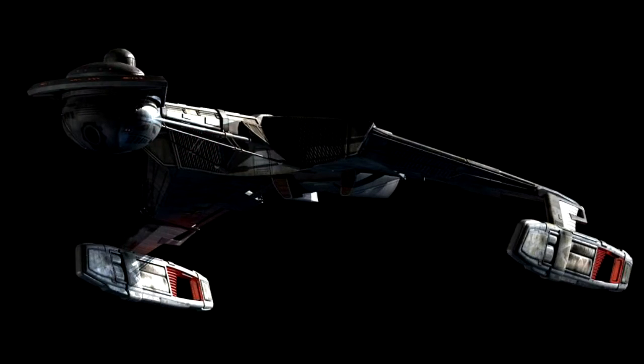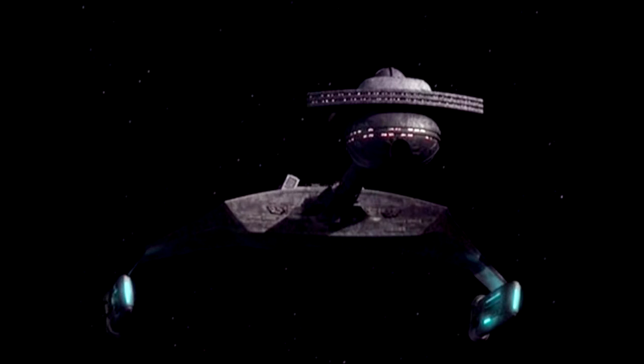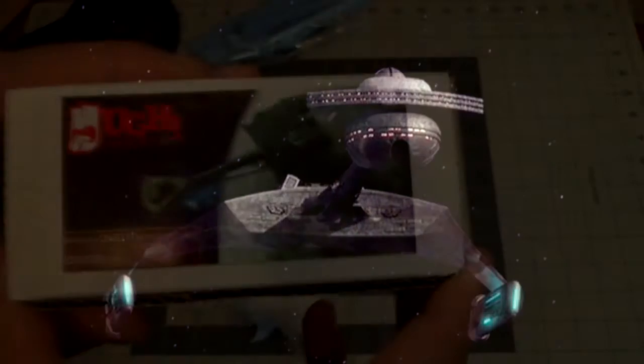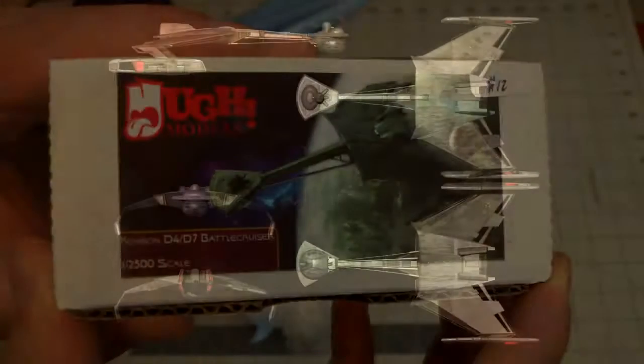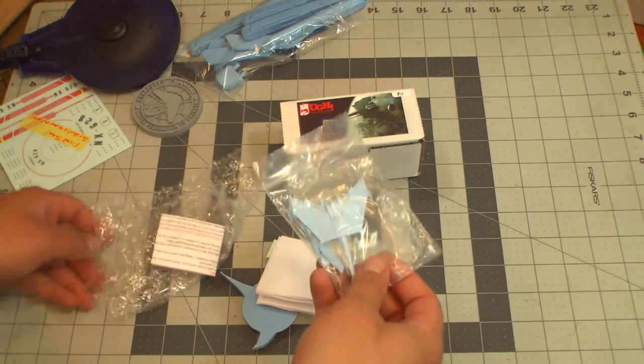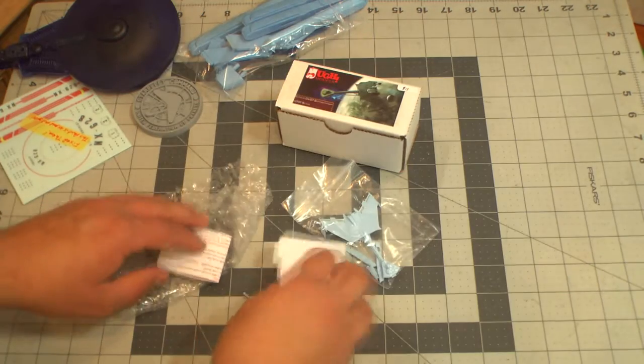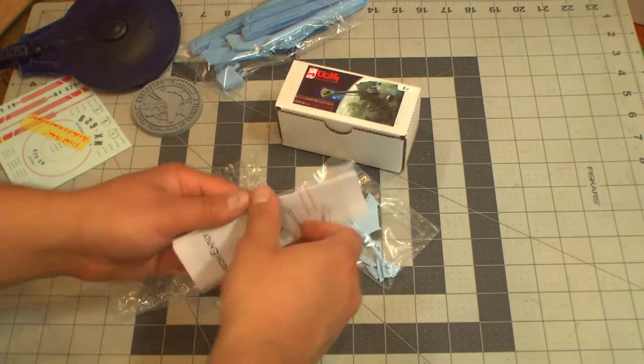Theoretically, this is what the Klingon battlecruiser should have looked like in Enterprise in the episode Unexpected, but they were lazy and various other things happened, and they just ended up using the D7 model from DS9 and Voyager, the CG model they had created. It's a very cool design, and here it is beautifully recreated in 1/2500th scale. They also have a 1/1000 scale kit. But let's take a look at it, shall we?